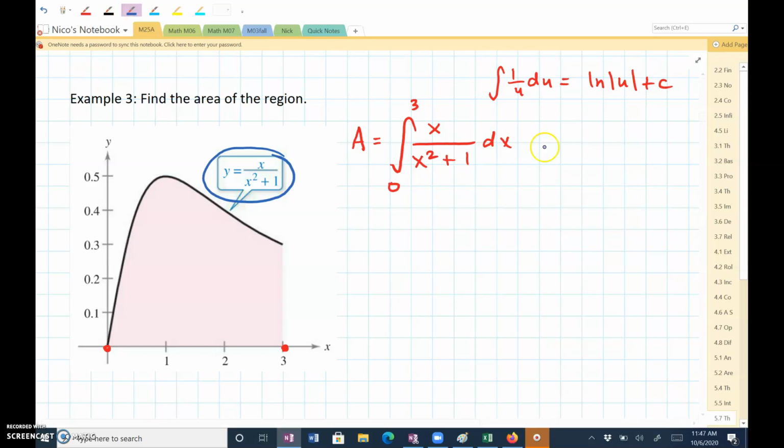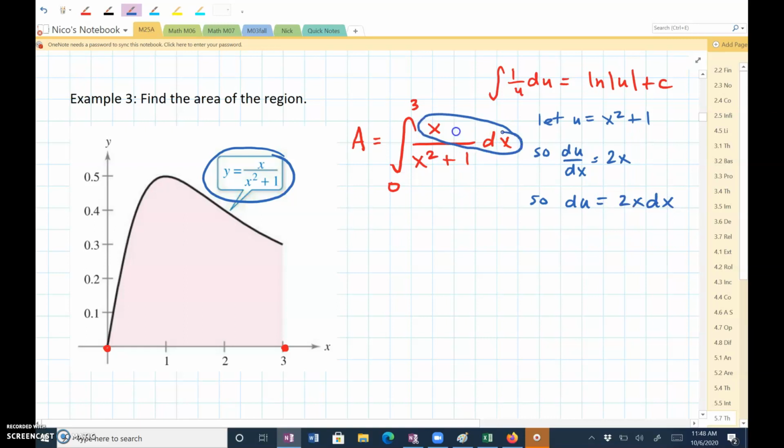So first of all, let u equal x squared plus 1. So the derivative of u with respect to x would equal 2x. So du equals 2x dx. I don't have a 2dx, so I'm going to make this du over 2 equals x dx, because I have an x dx.